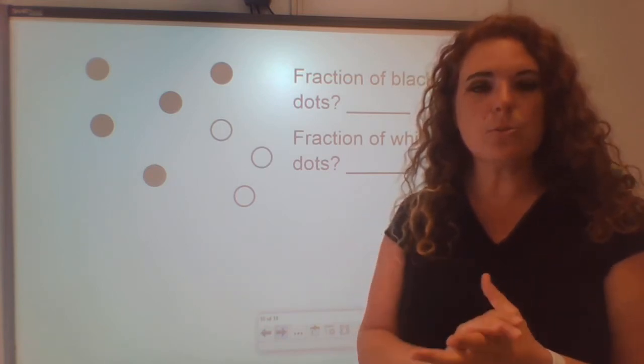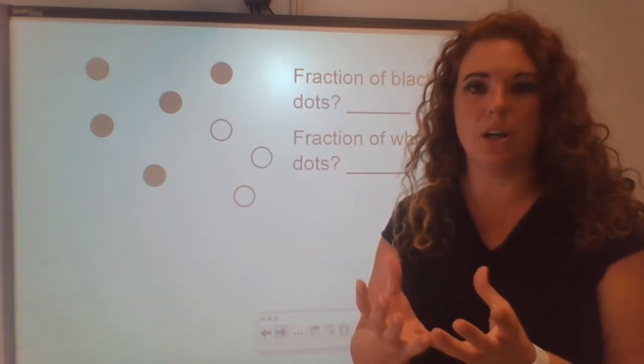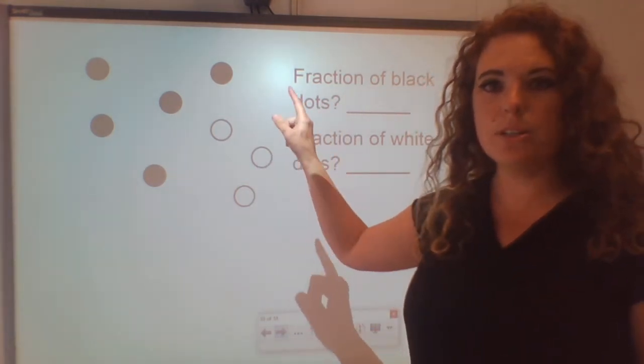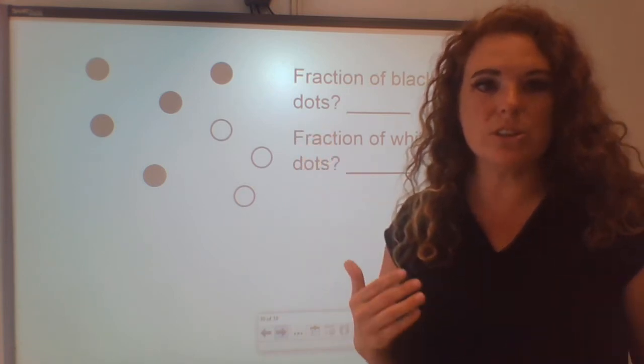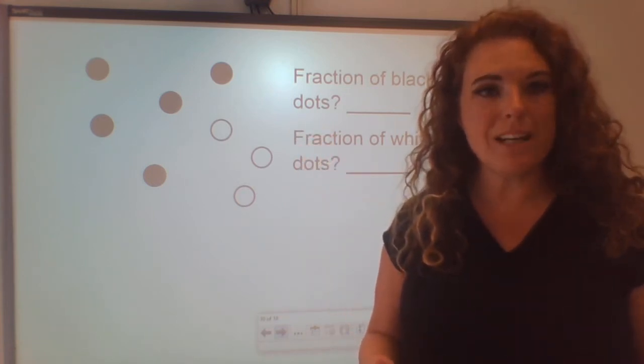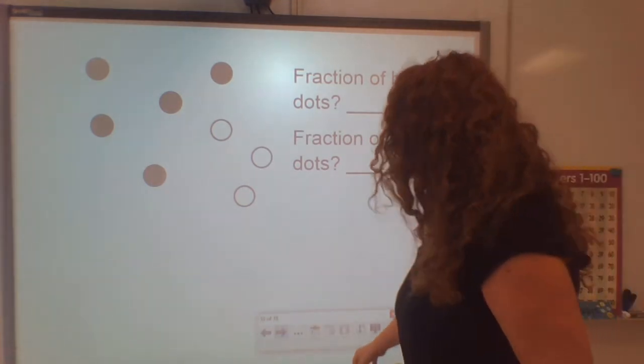So the first thing we're going to do is come up with the denominator. So we're going to come up with our total possible dots. So let's count those. 1, 2, 3, 4, 5, 6, 7, 8 total dots. So we know that our denominator is 8. It's going to be something over 8. Let's write that so we don't forget.